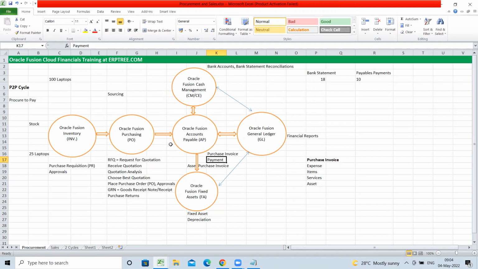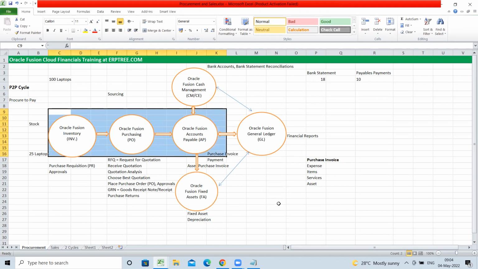Finally, all the departments will share the data with a common department, or you can say we share the data from all applications to the general ledger application. This is also maintained internally. As core business activities, these three departments are involved in the procure to pay process. Procure to pay we call as the P2P cycle.